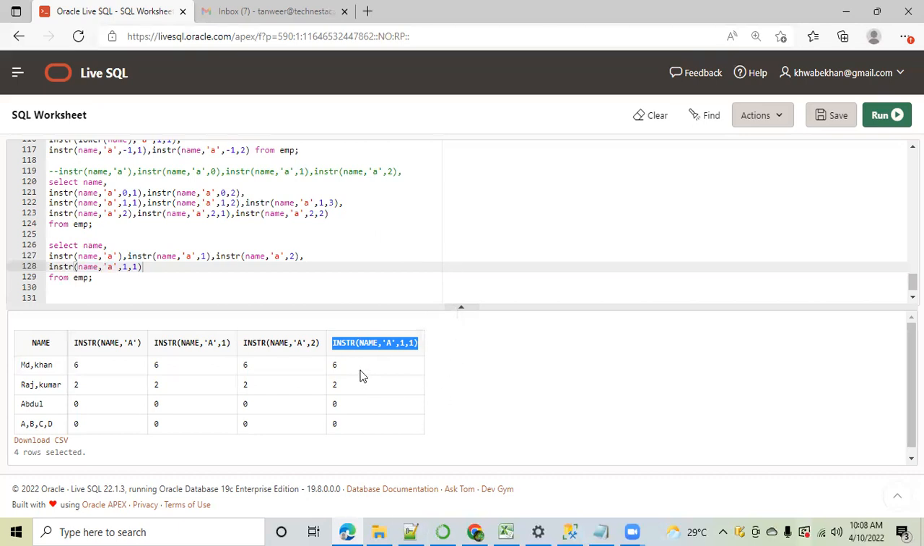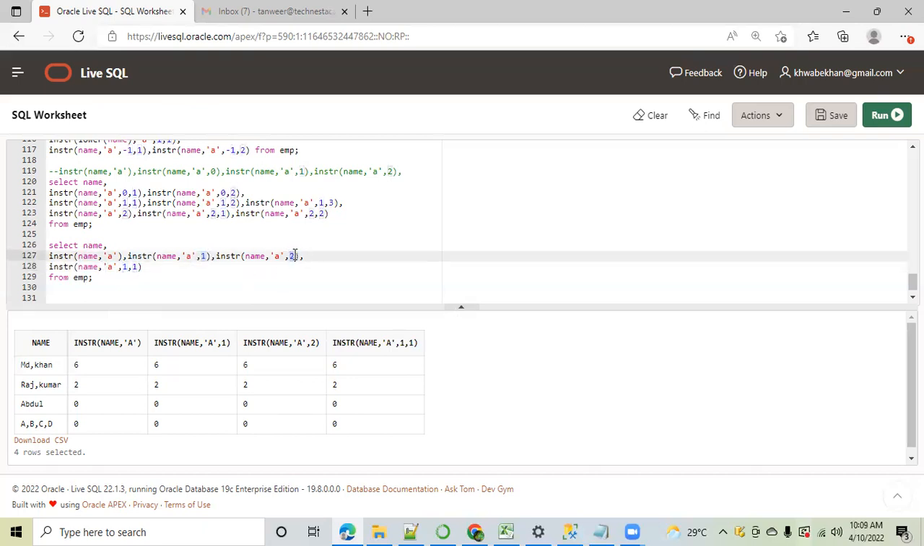Repeat it. See, here, first of all, ignore this third argument. I've shown you that when the third argument is 1 and when the third argument is 2, you are getting the same output. So ignore that third argument for the time being.